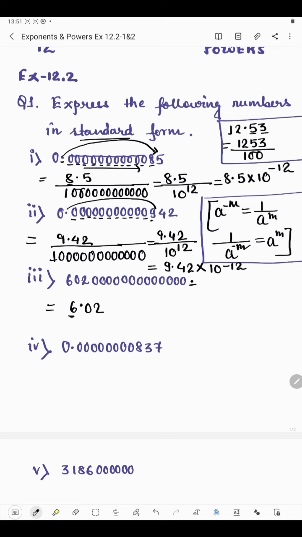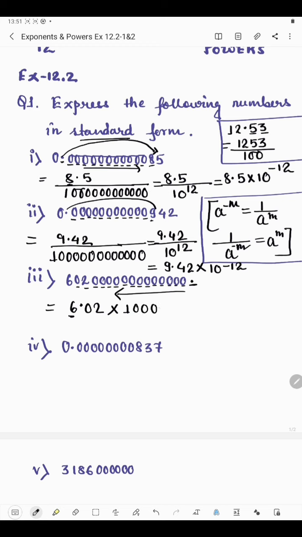One decimal was here, now decimal is shifted to the left. So 1, 2, 3, 4, 5, 6, 7, 8, 9, 10, 11, 12, 13, 14, 15. So decimal is shifted 15 places to the left. So that means with 1 we will have 15 zeros.